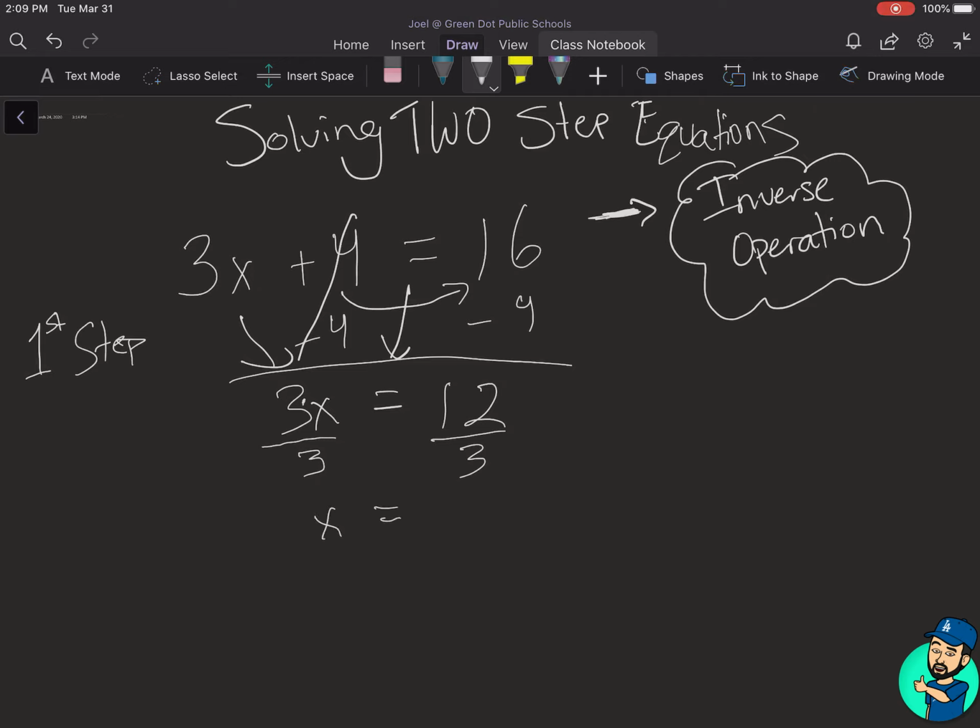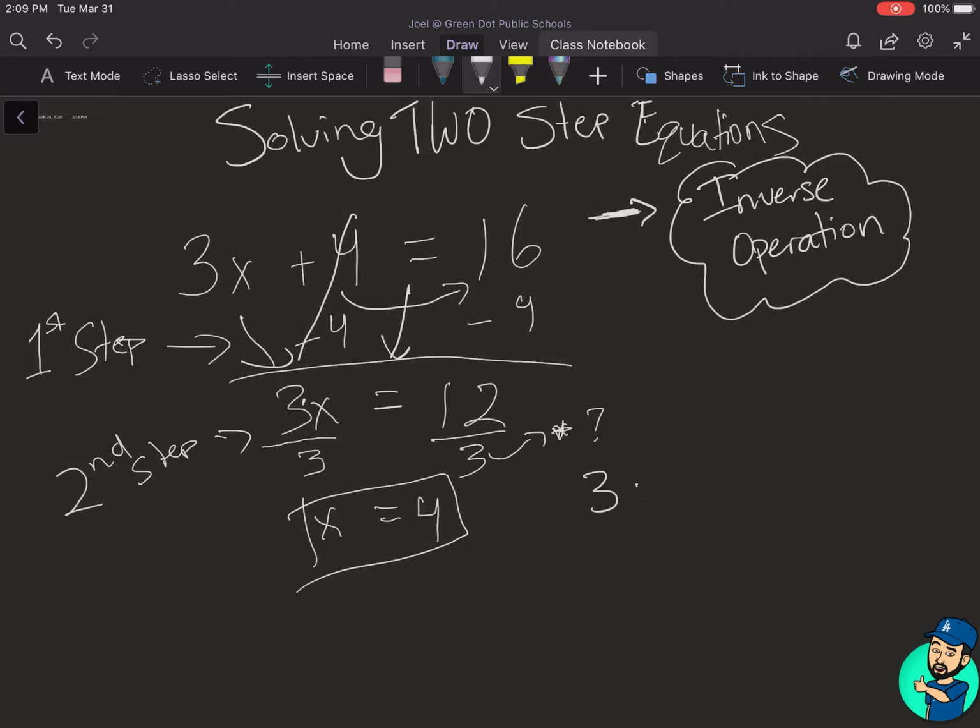X equals, what's 12 divided by 3? Or 3 times what is 12? It's 4 again. Wow, 2 in a row. The answer is 4. So this is our second step right here, dividing. Our first step was subtracting 4 from both sides. So now that we got x equals 4, let's check our work.